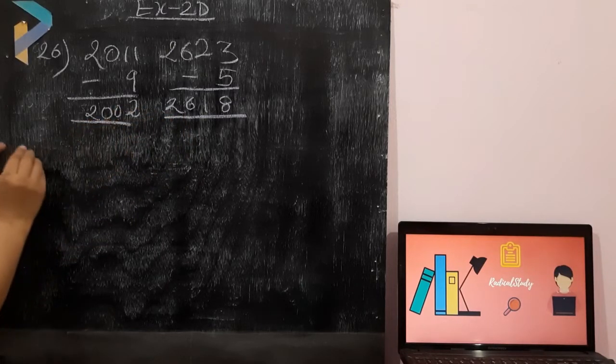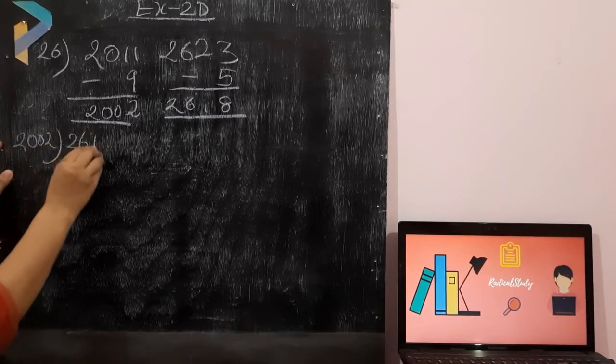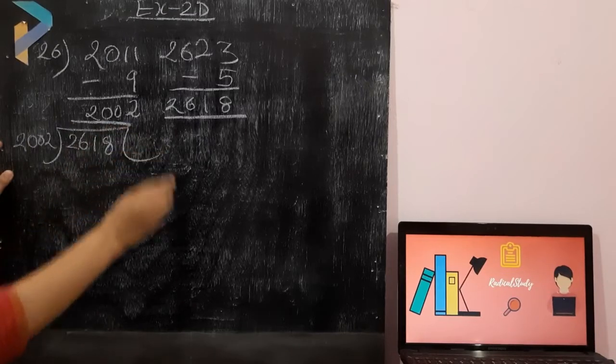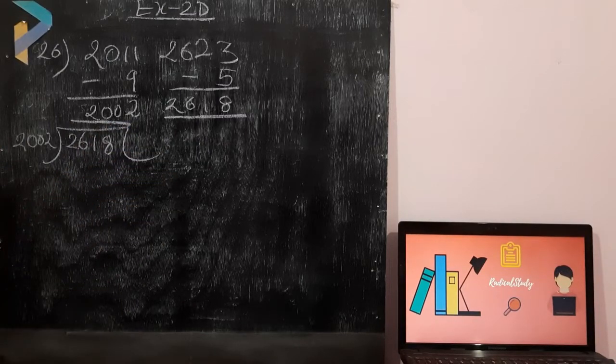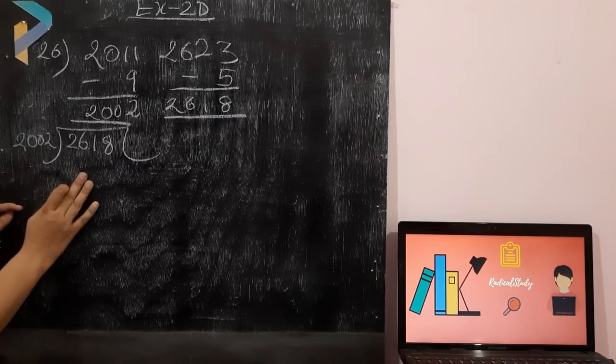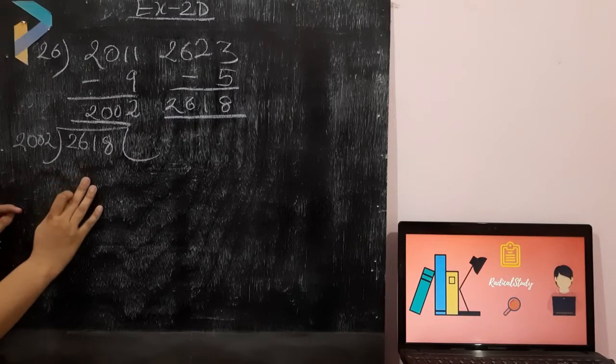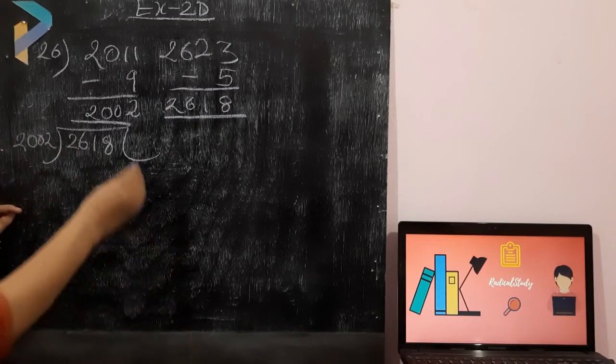Yes, you all are right. This number is smallest. So I will start with 2002. I am going to divide it with this number. I am using this division method in order to find out the HCF. It's up to you which method you like, which is more suitable for you. You can use that method, either prime factorization or division method.